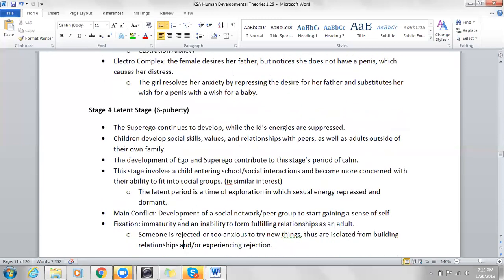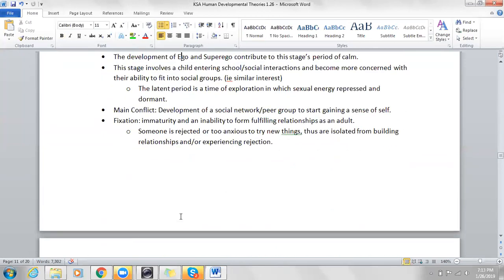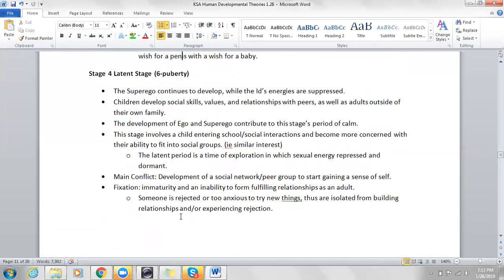So stage 4 is latent. So think of the word late. People start to develop a sense of causing their libido to be late because it's suppressed, because they want to develop social relationships with people and a sense of connection. These are the first connections that people make outside their family. It starts at 6 and goes to puberty.